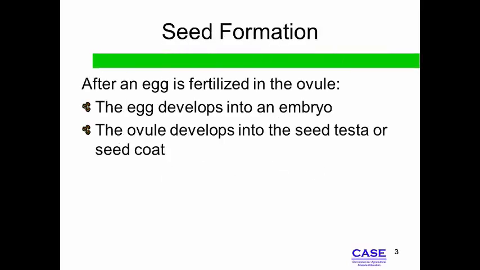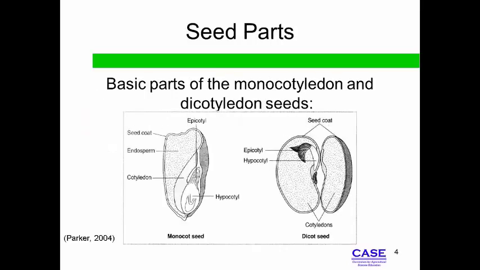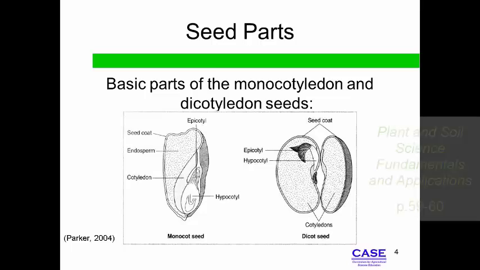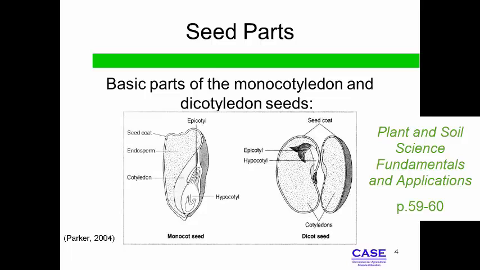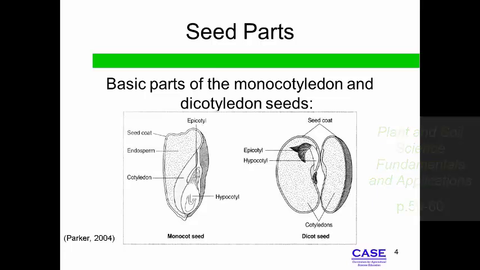Pollination and fertilization were discussed in Lesson 7.2, Pollination and Dispersion. Following fertilization, the egg develops into the embryo and the ovule becomes the seed coat. The difference between monocotyledon and dicotyledon seeds is marked. This illustration and further reading about seed anatomy are found on pages 59 and 60 in the Plant and Soil Science Fundamentals and Application textbook.